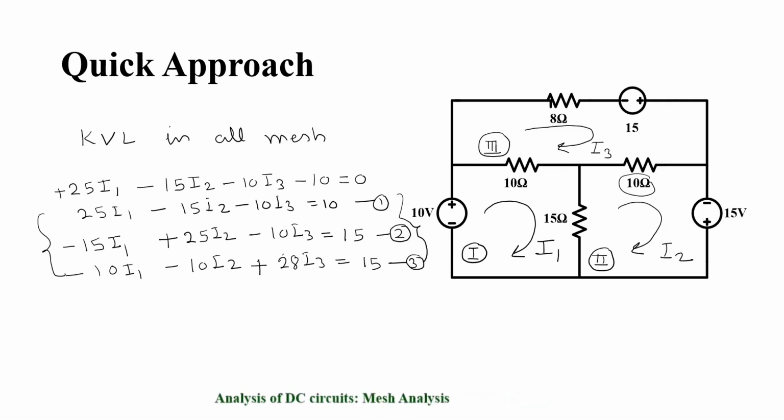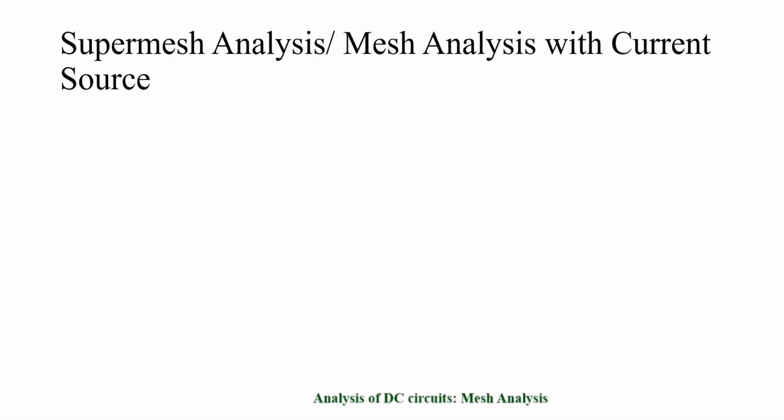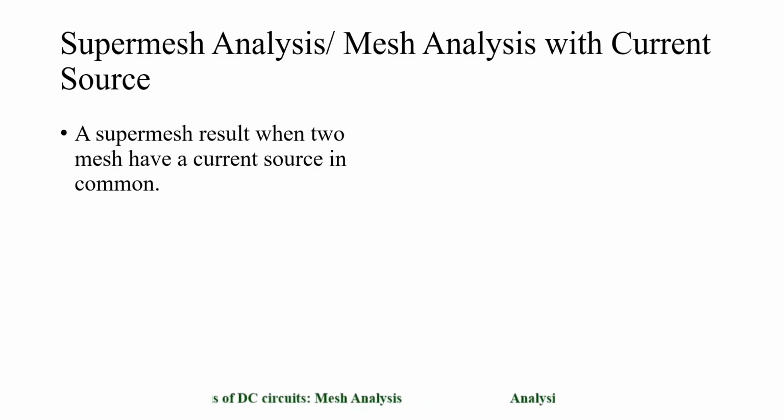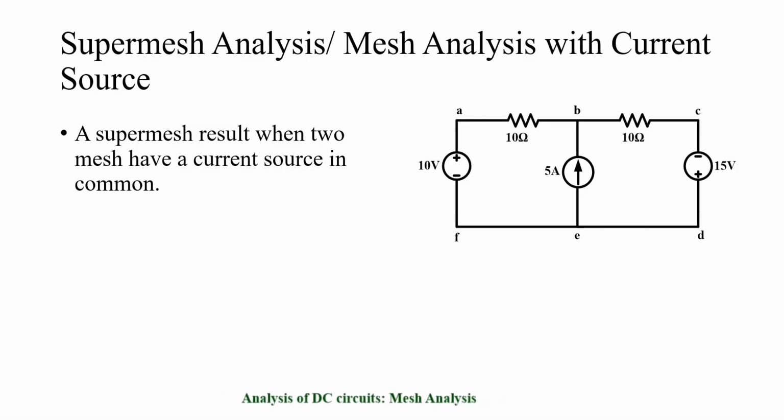Now we are going to see a special case. That special case comes under the heading super mesh analysis, or the mesh analysis with the current source. Sometimes we find that a current source is present in a branch, and in such a case we cannot write down Kirchhoff's voltage law for that loop. Just look at this one.